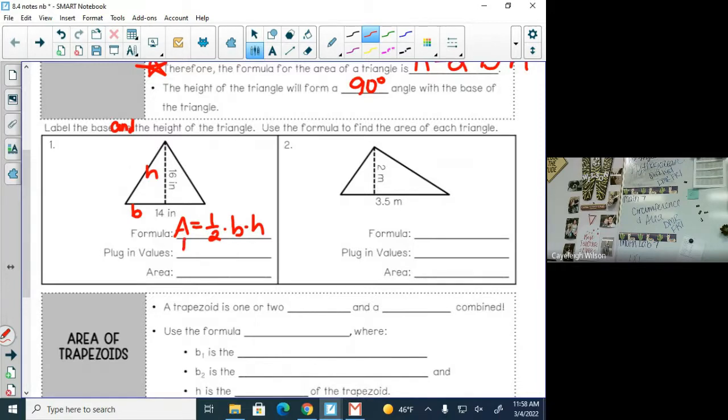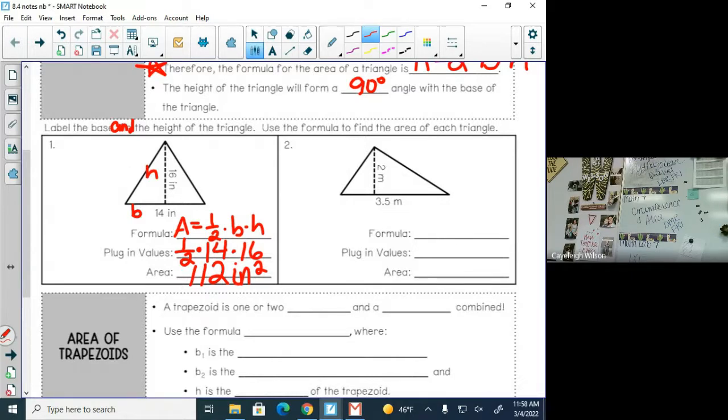So I'm going to take 1/2 times the base 14 times the height 16. So on my calculator, 1/2 times 14 times 16. Enter, and Johansen says 112. And since this is area, I would put inches squared. Oh, can't forget the square. Yeah. So anytime I put my area label, it's always squared.